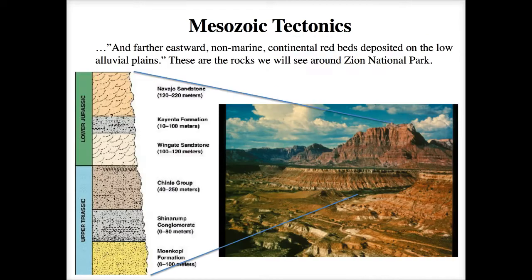So here's a shot looking back at Zion National Park, the southern part of Zion National Park. I've combined a photograph from my collection and the Mesozoic stratigraphy in that region. Here are Triassic and Jurassic rocks, starting with the Moenkopi, then the Shinarump, Chinle, Wingate, Kayenta, and finally the Navajo Sandstone. And here it is, the top of this peak, the highest part in Zion.